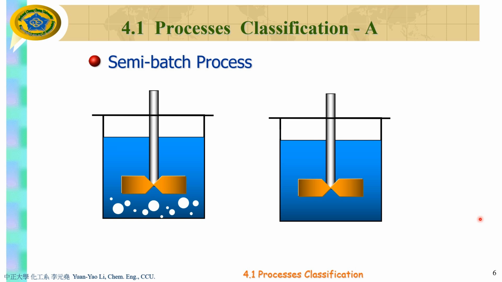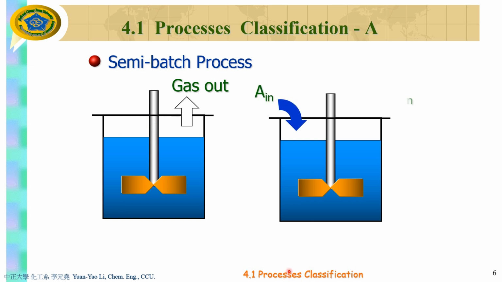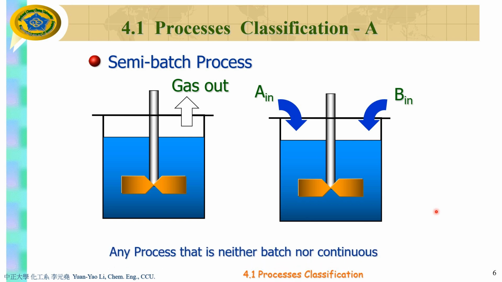Okay, so this is a kind of comparison. So what is semi-batch? Semi-batch can be two kinds of cases. For example, if you produce gas in a batch process, you need to release the gas. Why? Because if you don't release gas, the pressure will increase, and if you don't release, it will explode, right? So it causes danger. Or A in and B in, and we don't release at the same time, but for a period of time we release. So any process that is neither batch nor continuous, we call semi-batch. Easy, right?